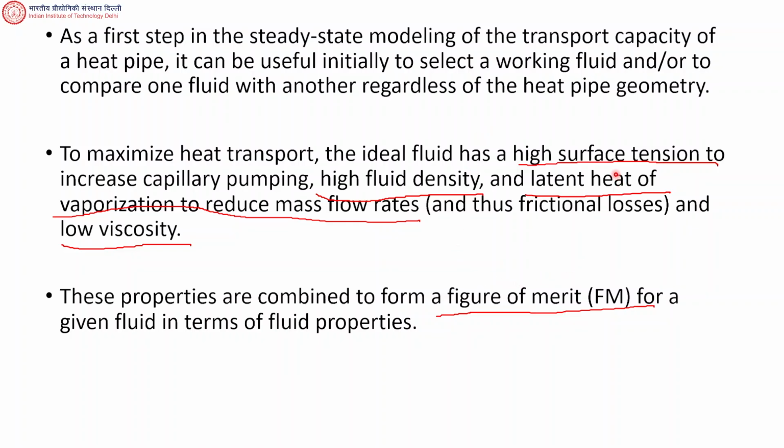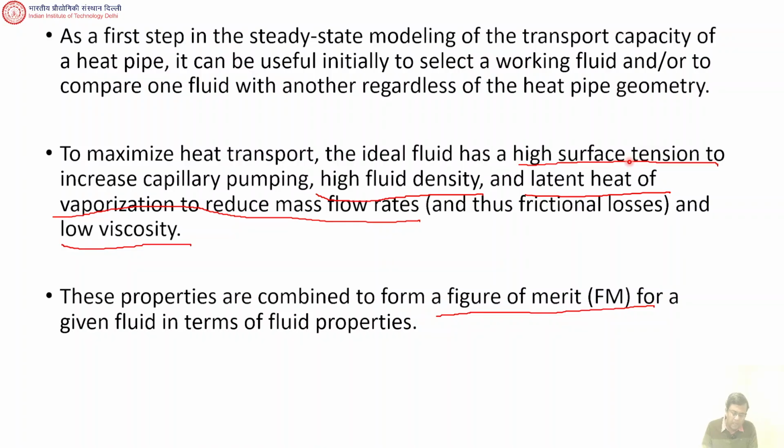And what are the desirable properties of the ideal fluid? It should have high surface tension to increase capillary pumping, as I mentioned. It should also have high fluid density and latent heat of vaporization. Latent heat of vaporization, if it is high, then the mass flow rates will be lower, right? Because the heat that you are transferring is m dot times h_fg, correct? If the h_fg is high, then for a given heat transfer that you want, m dot can be smaller, then you have to handle a lower flow rate.